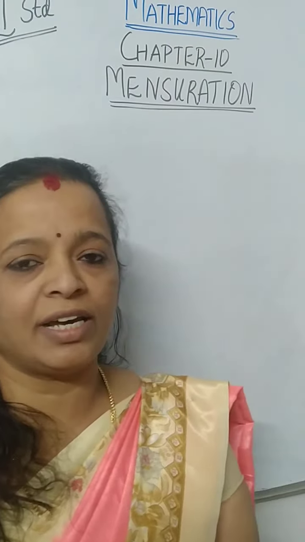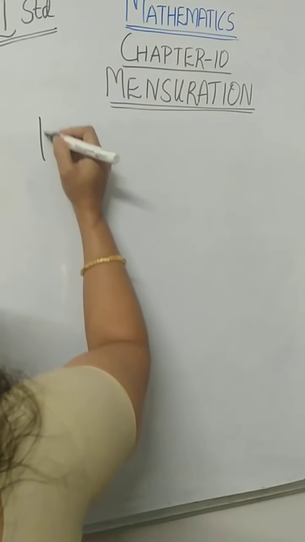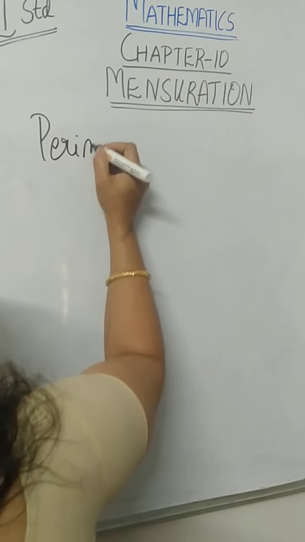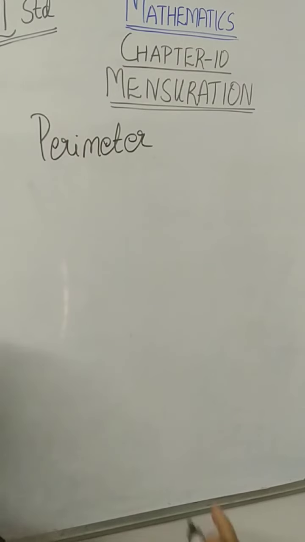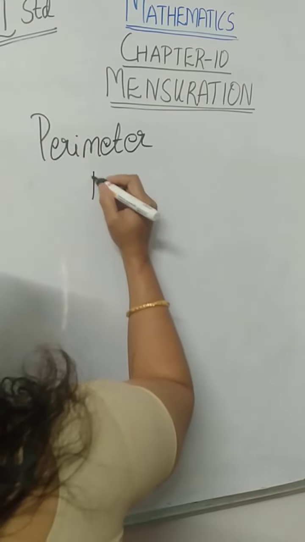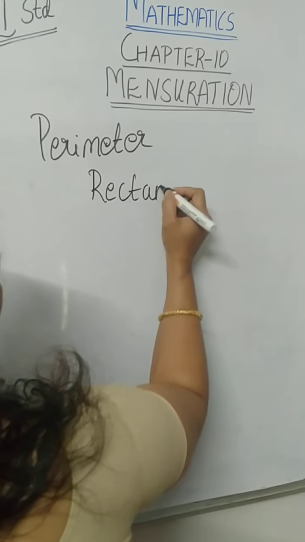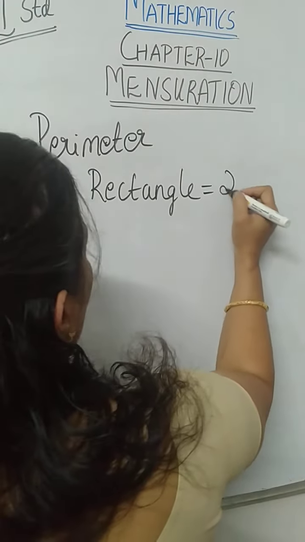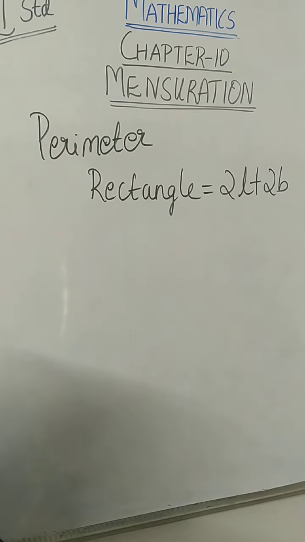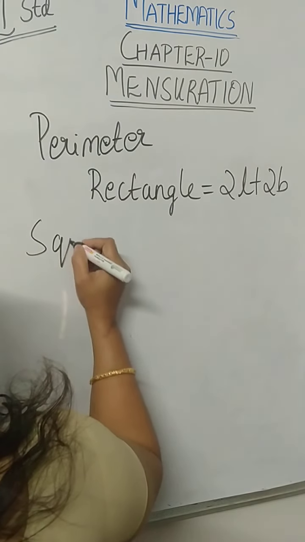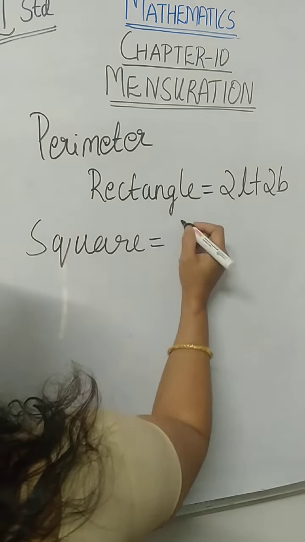Let us continue with the chapter Mensuration. In our previous class, we had learnt about the perimeter of regular figures and also about the irregular figures. We had learnt about perimeter of rectangle, that is perimeter of rectangle is 2L plus 2B. Then we learned about perimeter of the square, which is calculated using the formula 4L, that is 4 into L.